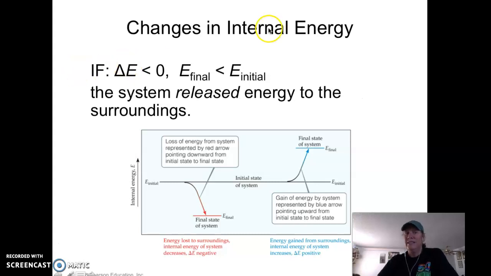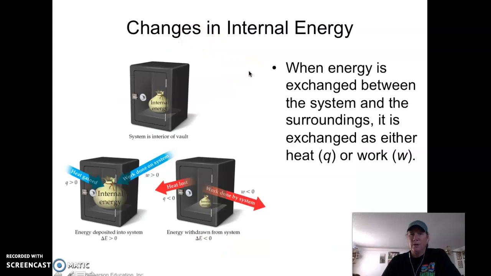Okay, if it's negative, okay, if you have a change in internal energy, so you end up with less energy than you started with, that means you had to release some to the environment. That would be considered an exothermic reaction, like burning something, okay? You lost energy from your logs to the environment, okay? So if there's changes in internal energy, okay, here's the vault is our system.